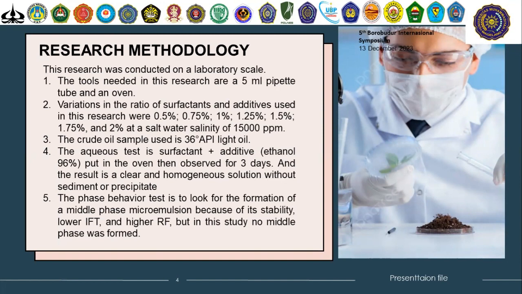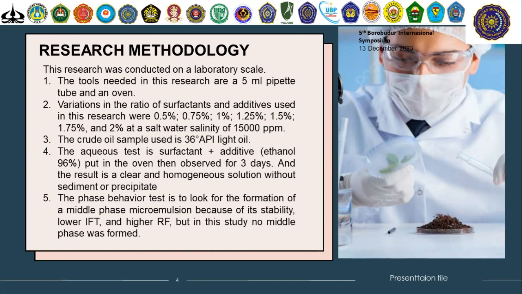0.5%, 0.75%, 1%, 1.25%, 1.5%, 1.75%, and 2% at a salt water salinity of 15,000 ppm. The crude oil sample is 36 degree API light oil.